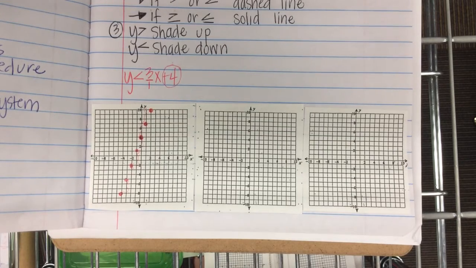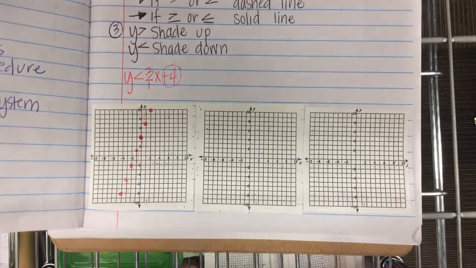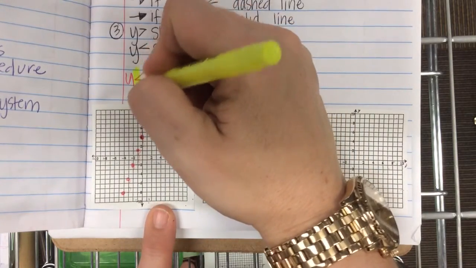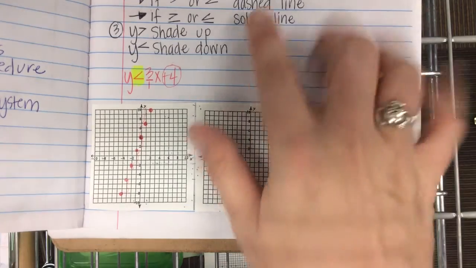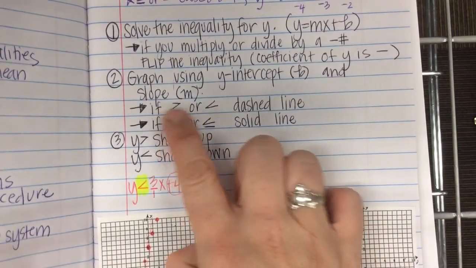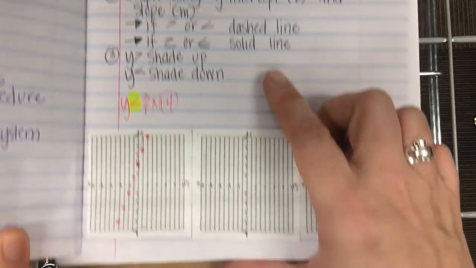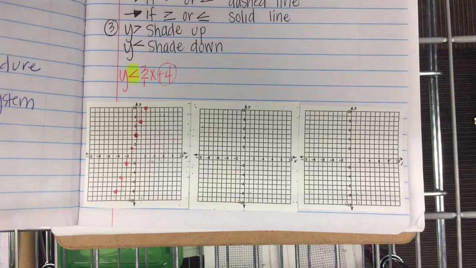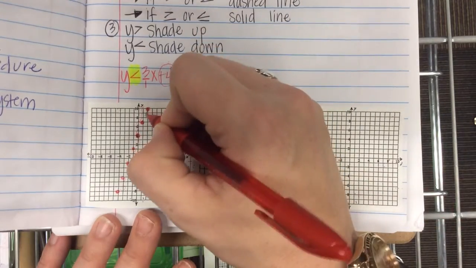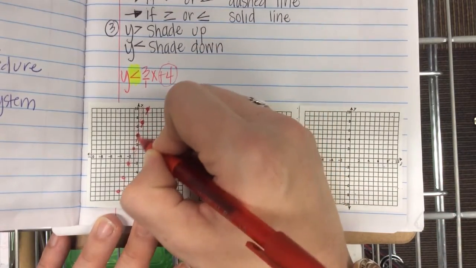This would be considered a dotted line, right? It has a y is less than. And less than, up here, says that it's a dashed line. That's dashed. It's not complete. If you want to, because you like the way that it looks, you can add little dashes in.